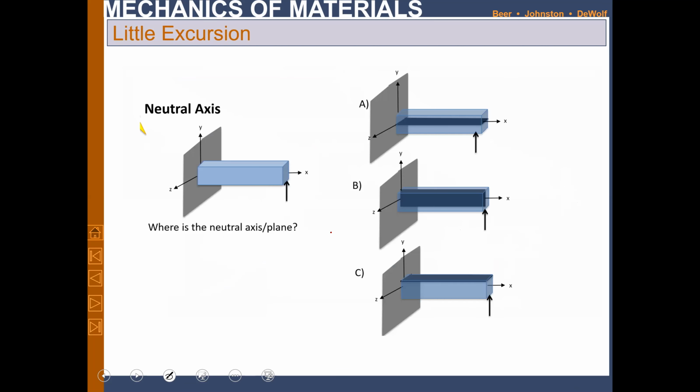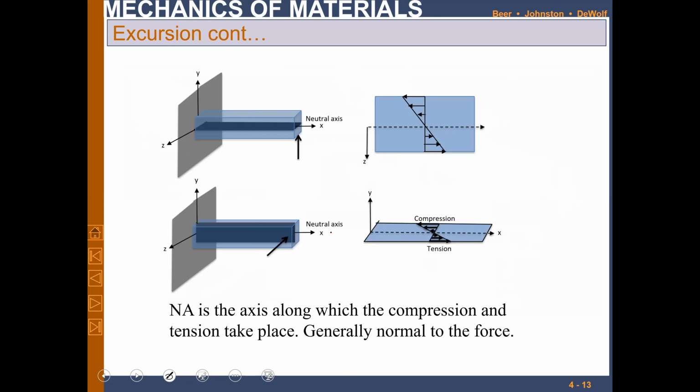So then we discuss the neutral axis, and we define the neutral axis as the axis along which compression and tension is taking place, generally normal to the force. I mean, this is the force, and this is the normal plane, right? So we have to see how the force is coming, in which direction it is coming, and in which particular plane it will be causing bending, right? So the plane about which that happens is called the neutral axis of that particular body, right?